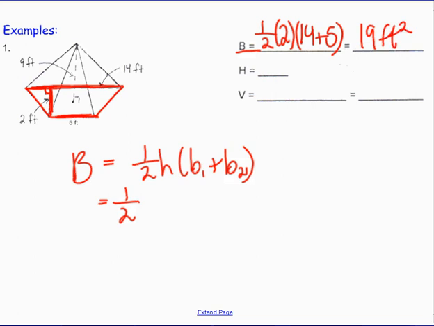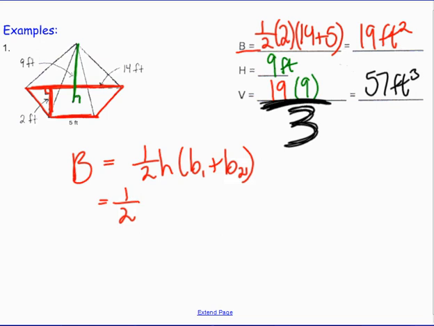Now for volume, I want the height, not the slant height of the pyramid. So this 9 feet is exactly what I need. It's perpendicular to the base, so I'm going to write 9 feet. I'm going to multiply the area of the base times the height, and please, please, please do not forget to divide this all by 3. What I end up getting is 57 feet cubed as my answer for the volume.